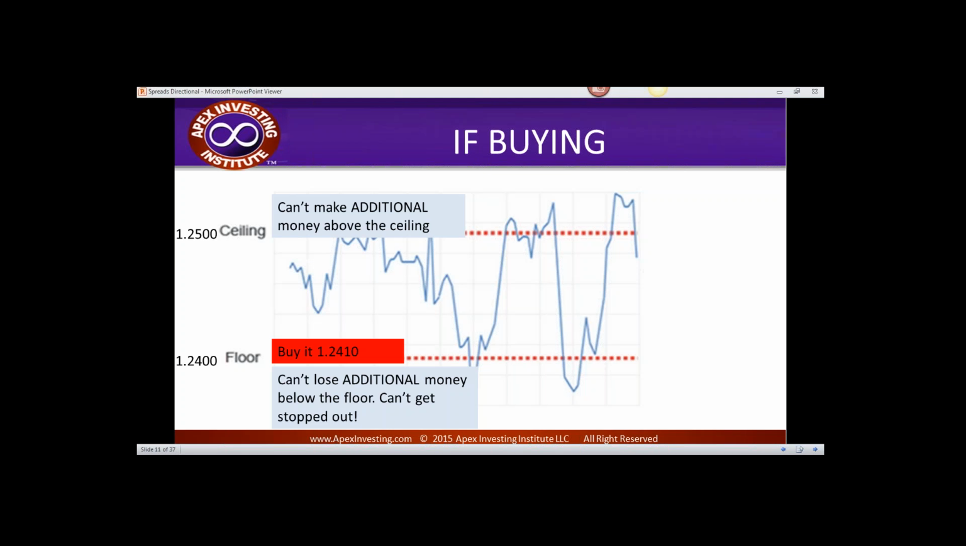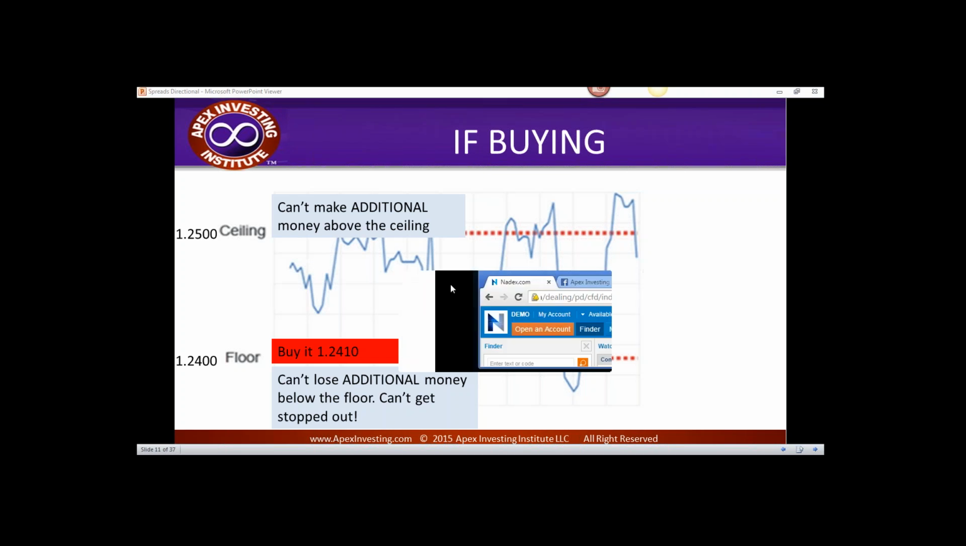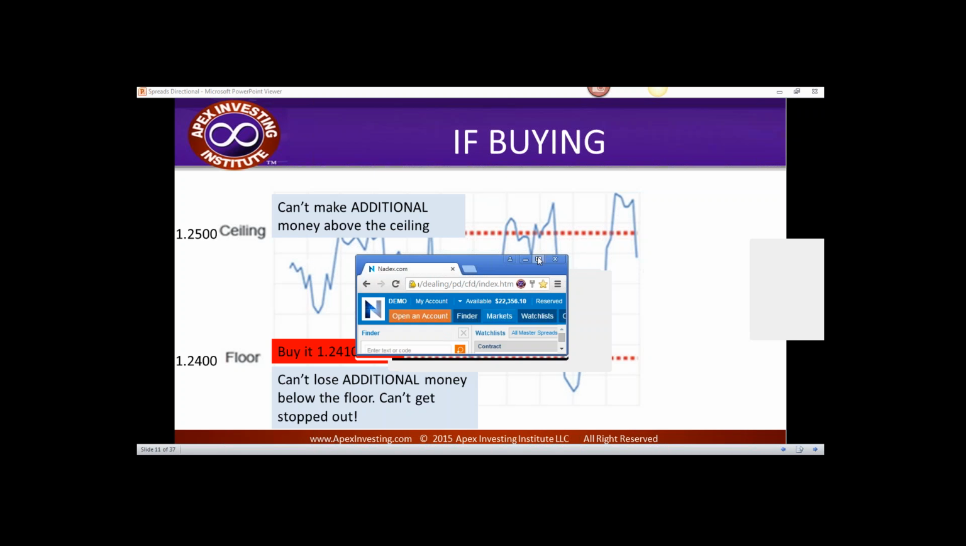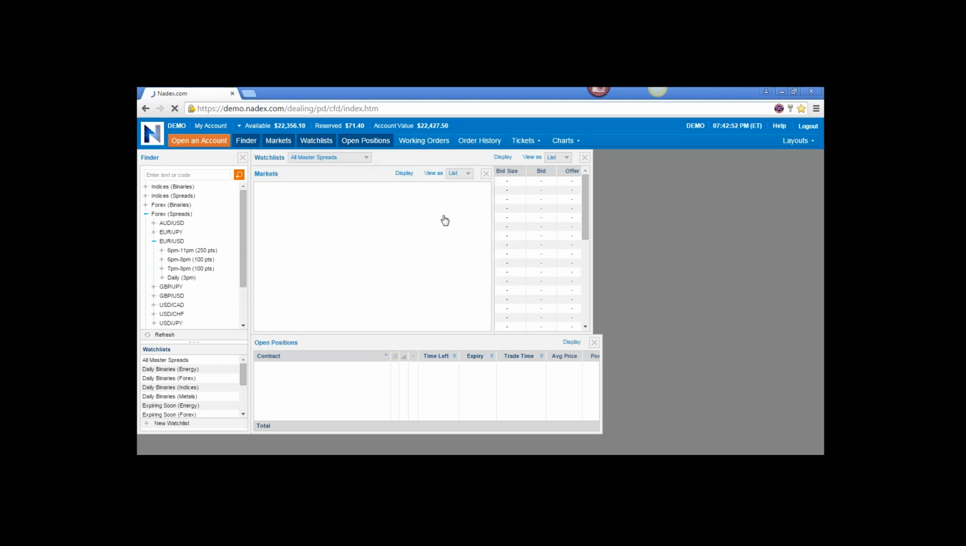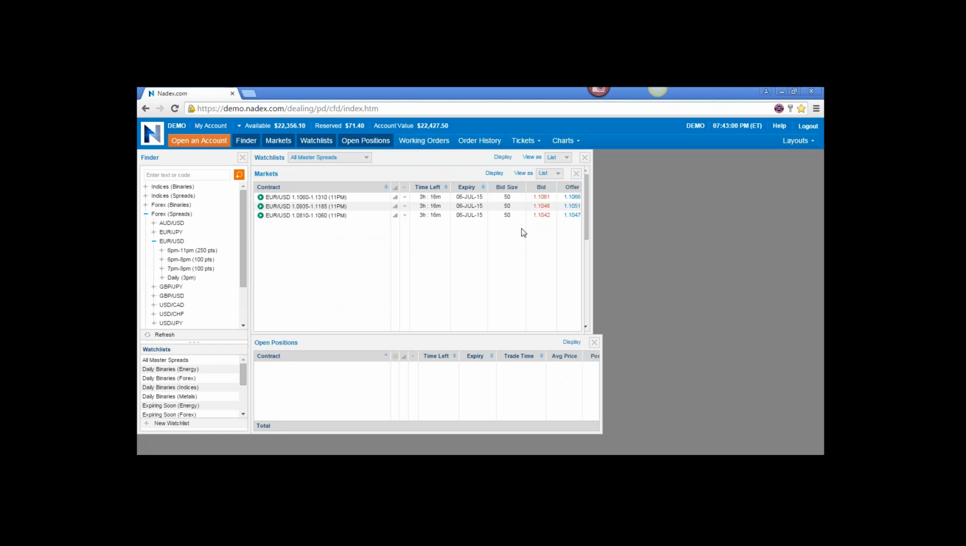All right, the market makers are the ones creating this market. What do I mean by market makers? Let's pull over the Nadex platform real quick here. Let's just go right now to Forex spreads. Let's go to Euro dollar. Let's see what spreads we have going from 6 p.m. until 11 p.m. Eastern tonight. Okay. All right, these three spreads here, for example.